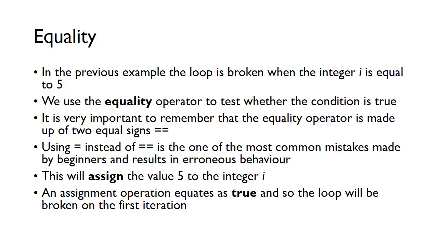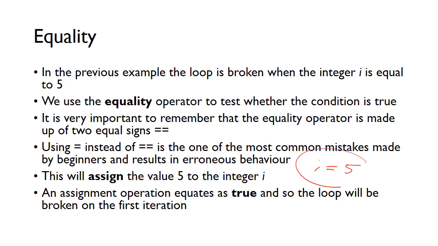In that previous example, we saw that the loop was broken when i is equal to 5, but as I said, we need to use this equality operator, the two equal signs. It's very, very important to do this, because using a single equal sign instead of two is probably one of the most common mistakes made by beginners learning to program, and it results in erroneous behaviour. If you just use a single one, we're just assigning the value 5. We're not checking whether it's equal to 5. We're actually setting the value of i to be 5.